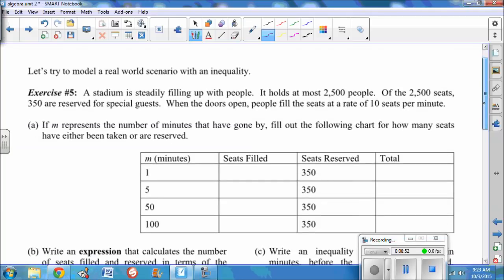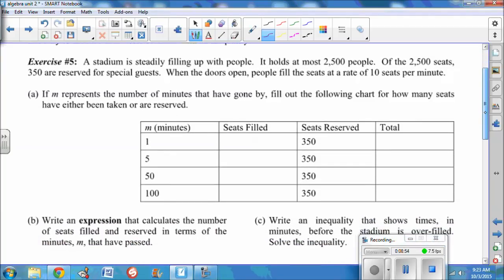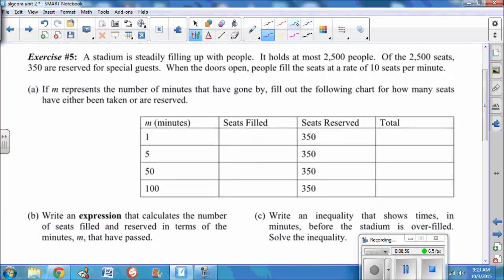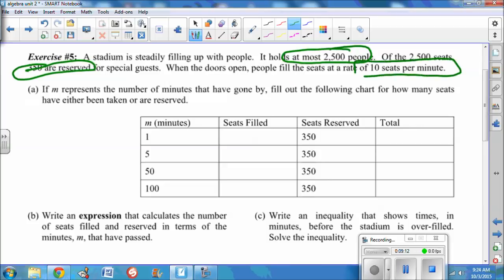Okay? So this one I thought was kind of interesting. Stadium is filling up with people. It holds at most 2,500 people. Of those seats, 350 are reserved for special guests. When the door opens, people fill in at a rate of 10 seats per minute. So if M represents the number of minutes that have gone by, fill in the following chart.